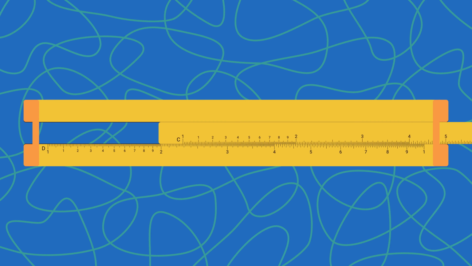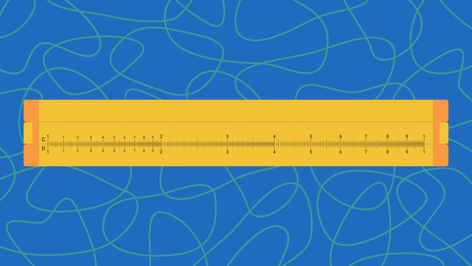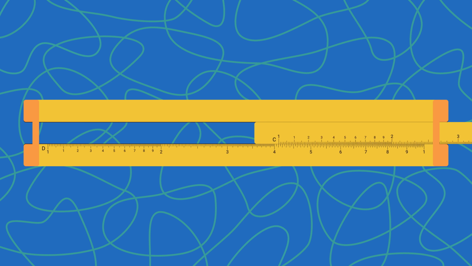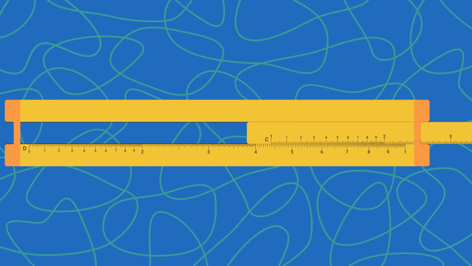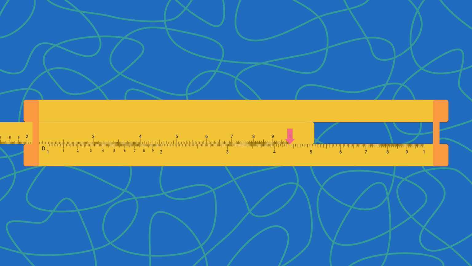We were pretty close to running off the end of the D scale. What would happen then? Let's multiply 4.4 times 3.1. We move the start of the C scale to 4.4 on the D scale. 3.1 on the C scale is now off the end of the D scale. Instead, we can move the end of the C scale to 4.4 on the D scale.